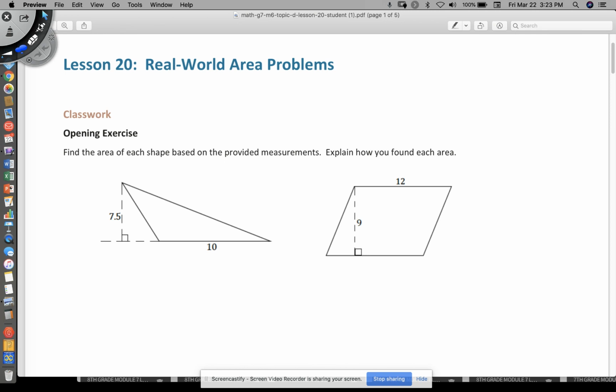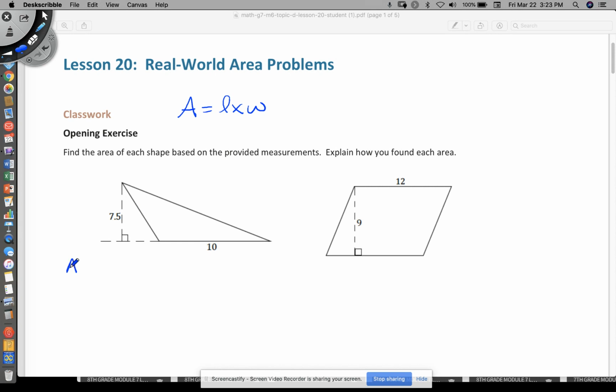This is 7th grade lesson 20 in module 6, solving real-world area problems. So we have here a triangle, we have other types of polygons that we'll be using. But basically, if you remember from 6th grade, area equals your length times your width. Now, of course, when we're dealing with triangles, that's a little different. So since triangles are half of a rectangle, we're going to say area equals half the base times the height.